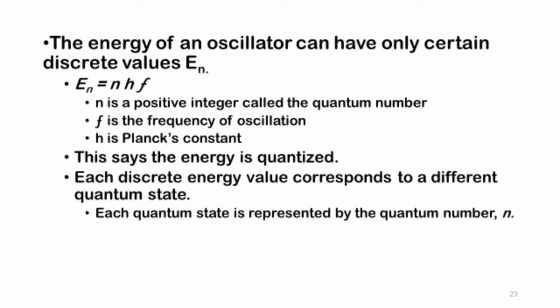Planck's first assumption is that the energy of an oscillator can have only certain discrete values of energy. Energy is equal to n times h times f. n is a positive integer called the quantum number. f is the frequency of the oscillation, and h is Planck's constant. This says that the energy is quantized. Each discrete energy value corresponds to a different quantum state.